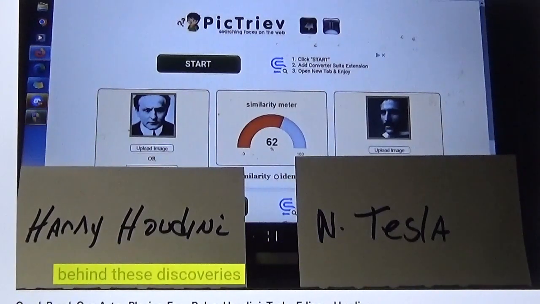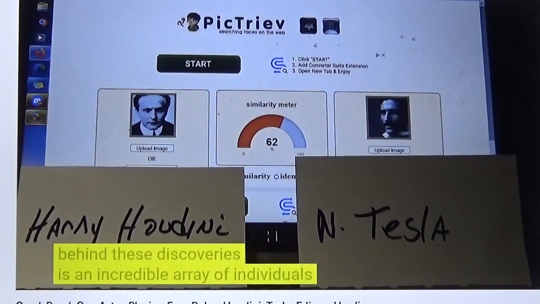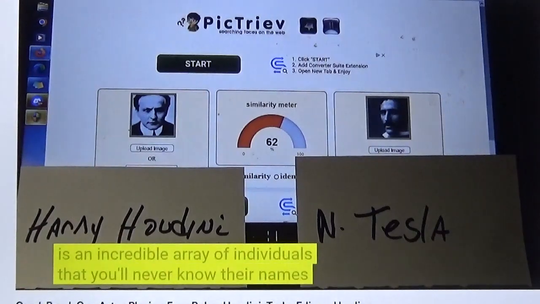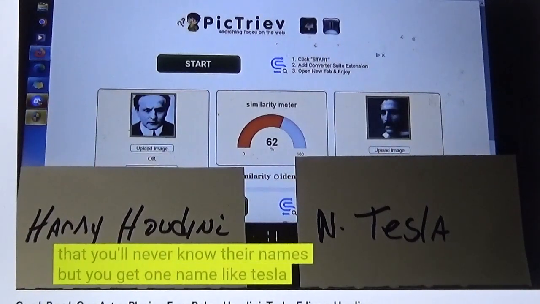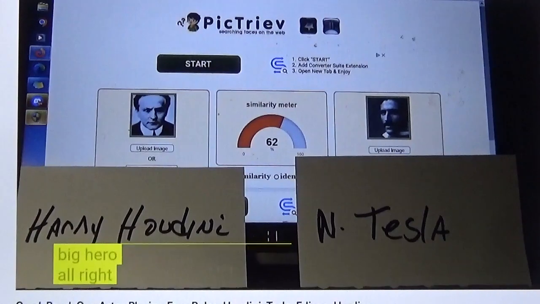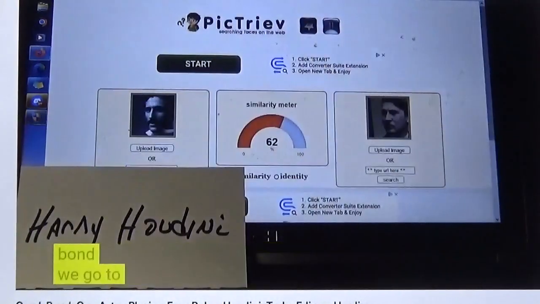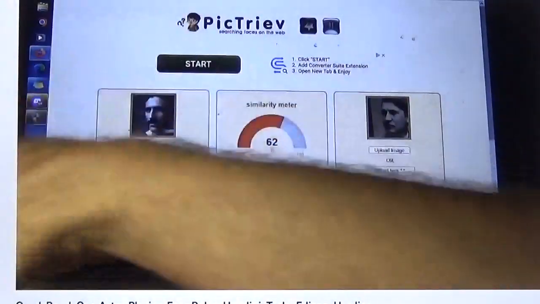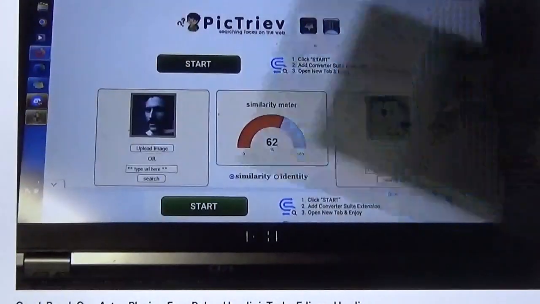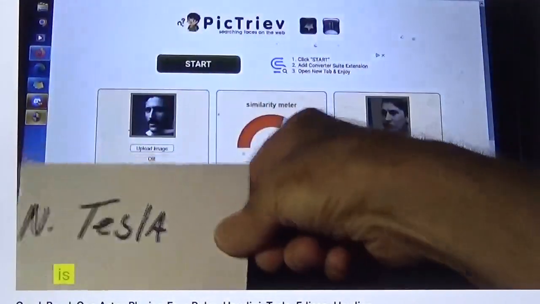Behind these discoveries is an incredible array of individuals that you'll never know their names. But you get one name like Tesla. Big hero. All right. So let's go to the next one in this quad bond. We go to Tesla is Edison.